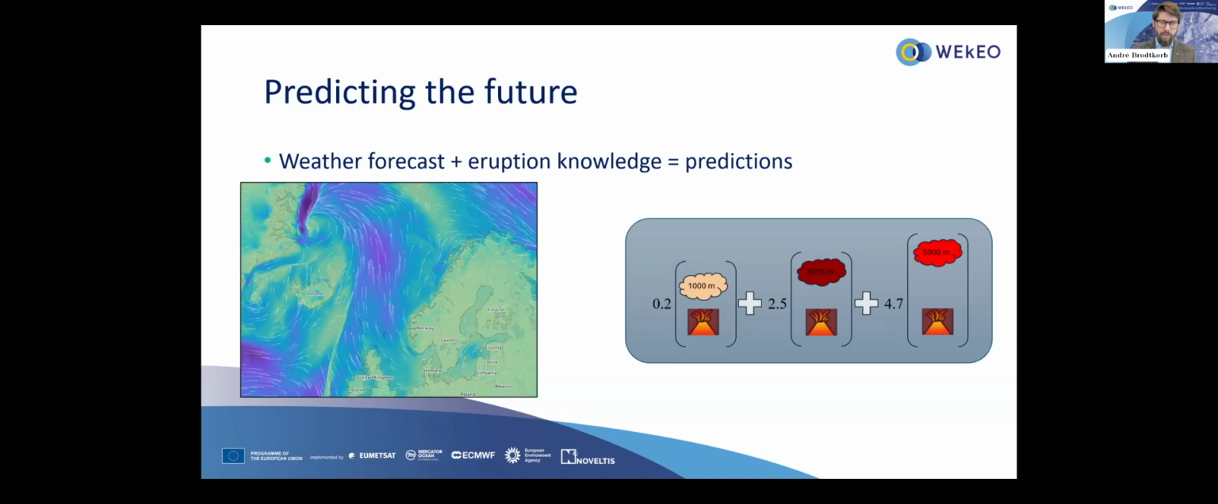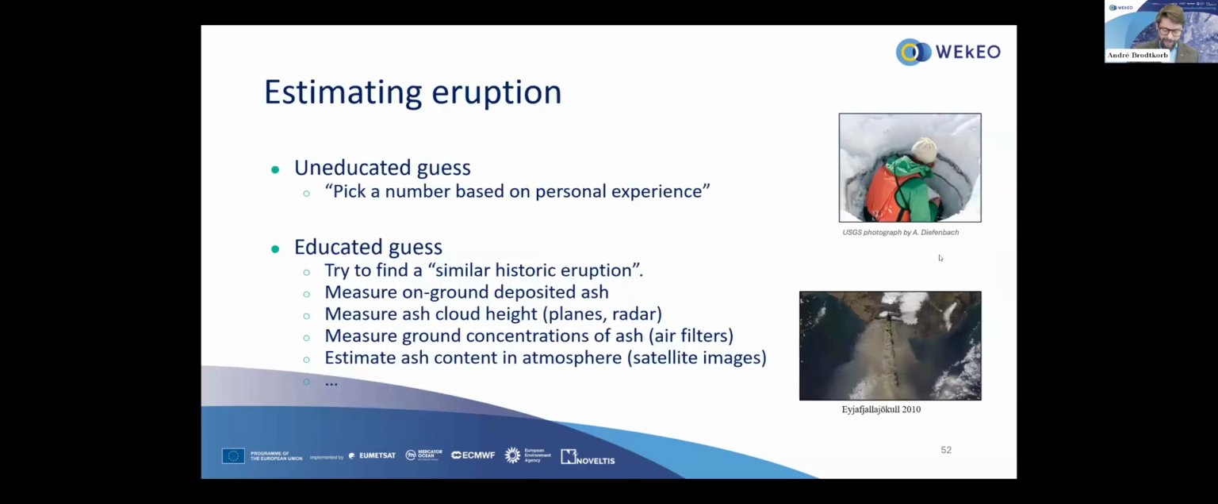So here you see an example. Let's say we have 0.2 tons of volcanic ash at 1,000 meters of altitude. And then we have 2.5 tons of volcanic ash at 3,000 meters altitude, and then 4.7 tons at 5,000 meters. Then we can advect that with the weather forecast and give predictions to the airlines and the relevant public actors. But it's not so simple. We need to figure out how much ash there is, because we don't know that.